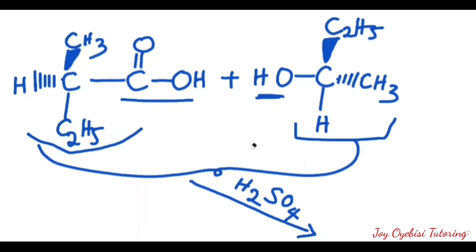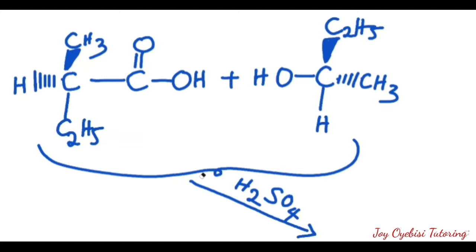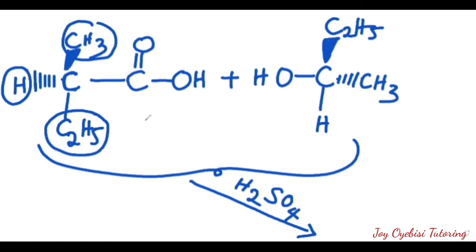Now, when we talk about optical activity, what are we trying to say? If we look at this first compound, this carbon has a hydrogen, a methyl group, and of course the carboxyl group. These are 4 different groups, which means that this carbon is a chiral carbon, and because there is chirality, we say this compound is a chiral compound, which makes it optically active.